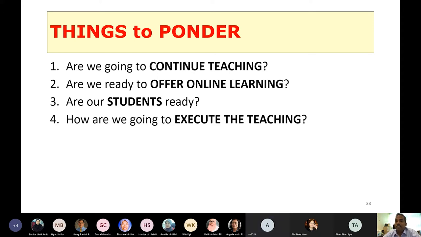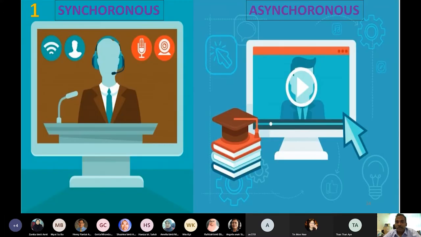Now, how are we going to execute whatever we have planned to do? So there are two modes, very simple. One is synchronous and the other is asynchronous. What I'm doing now is basically a synchronous method. Whereas asynchronous will be in a different way. You do the video or you do other forms of interactive activity and you place it for the students to actually engage in it.